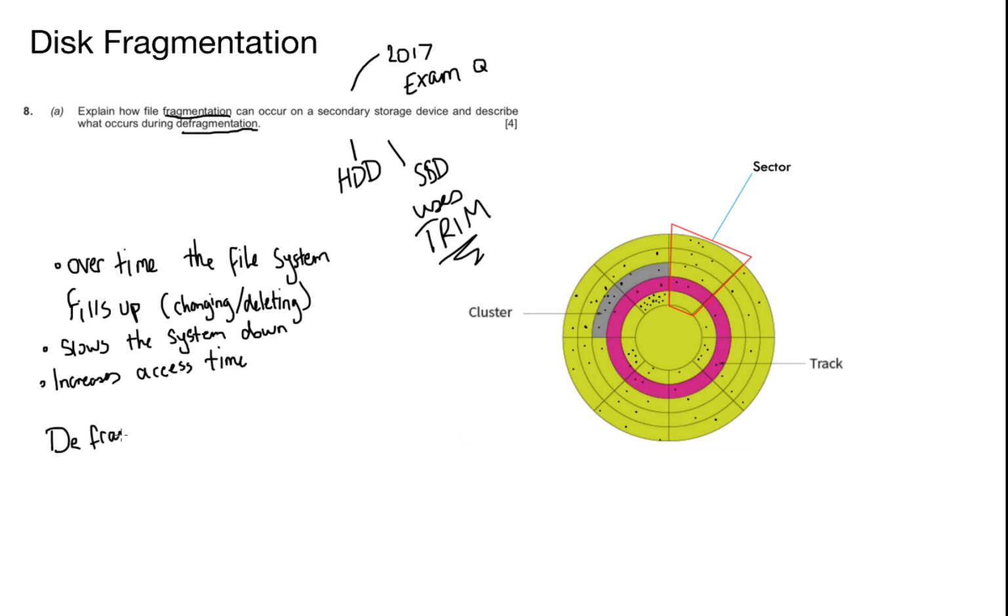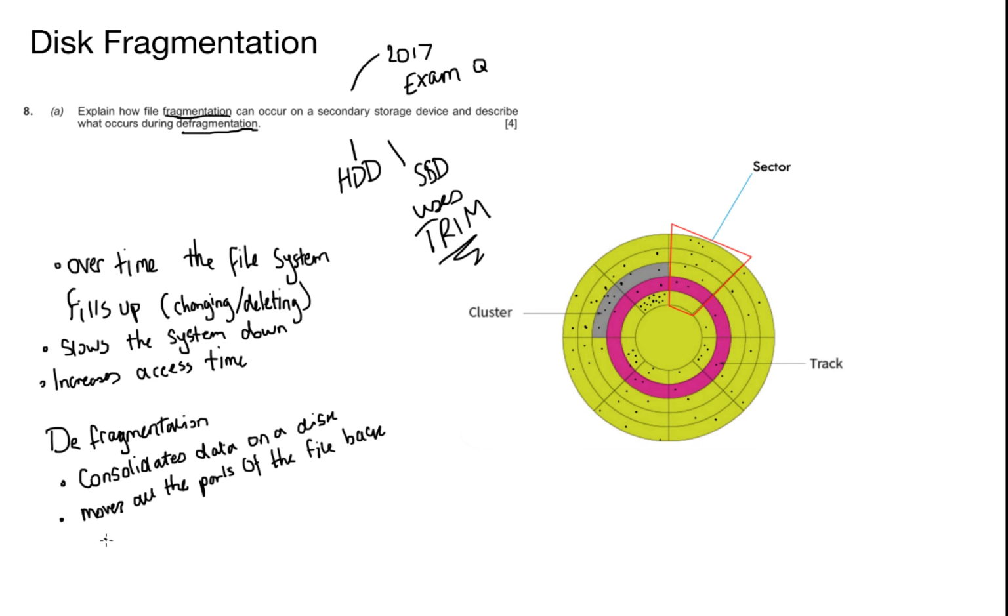So then looking at defragmentation, all it does is consolidate the data on the disk into one place. It moves the parts of the files back together. As you can see, I've changed my data to red dots now so you can clearly see it. I've moved all of the data into the same track. And as the disk spins, the read-write head doesn't have to go all over the disk to find the data anymore. It's all in one place, which means we have faster access.